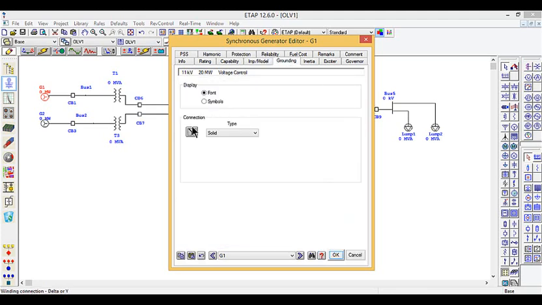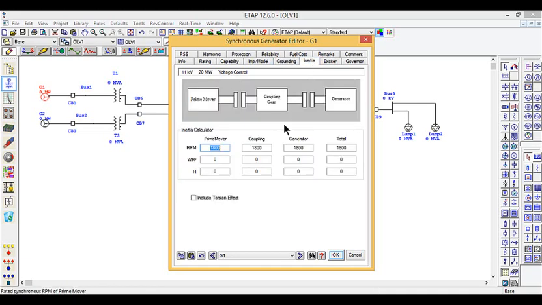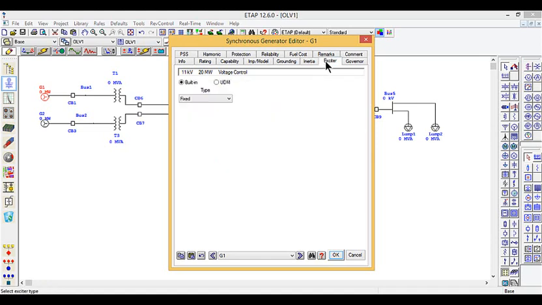Next comes the grounding tab. We need to specify whether the windings of our generator are connected in delta or star, and if they are connected in star, whether they are not grounded or grounded with solid grounding, resistor or reactor. At the moment, we are considering that our generator is solidly grounded. Inertia tab is used for stability studies in the generator. We need to specify the RPM, and WR square is the kinetic energy, and H is the inertia. Since we are not covering the stability studies at the moment, there is no need to define inertia.